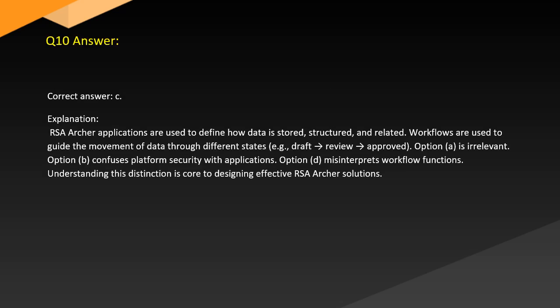Answer. Correct answer: C. Explanation. RSA Archer applications are used to define how data is stored, structured, and related. Workflows are used to guide the movement of data through different states, e.g. draft, review, approved. Option A is irrelevant. Option B confuses platform security with applications. Option D misinterprets workflow functions. Understanding this distinction is core to designing effective RSA Archer solutions.